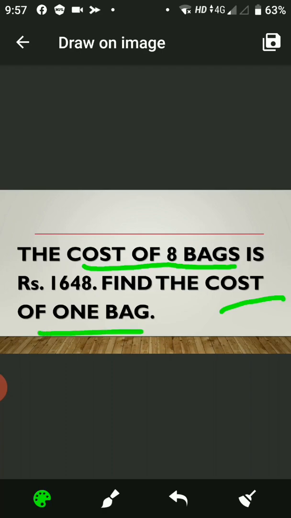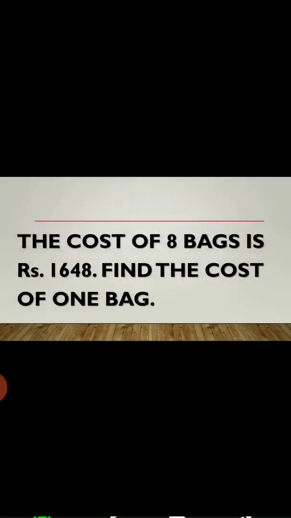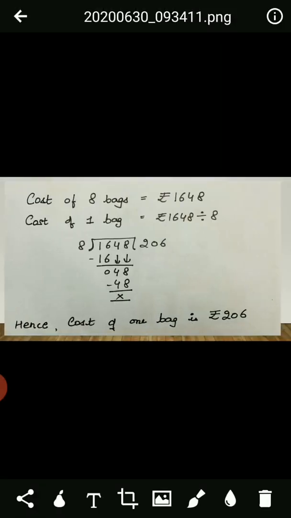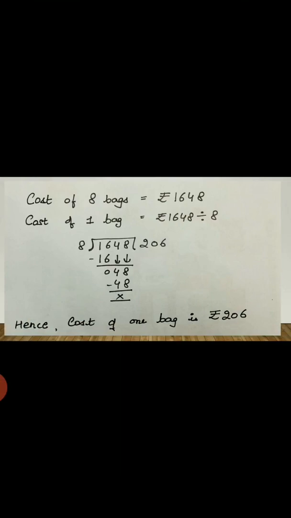Whenever we find the cost of 1 bag, we always divide. Clear? Because when many are given and we are finding one, in that case we always divide. Now see how we do this word problem. First line, as I said, the cost of 8 bags is equal to rupees 1648. Cost of 1 bag is equal to rupees 1648 divided by 8.